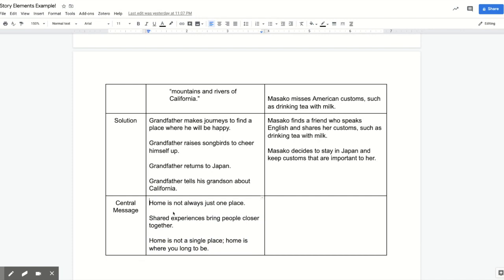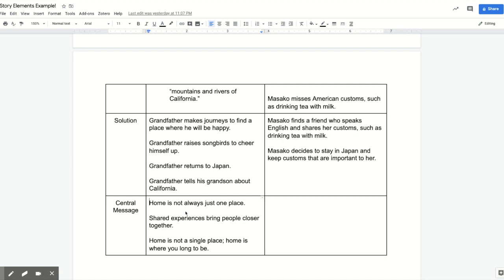We've been discussing this in September. Main idea is what the text is mostly about, and the central message is the lesson that the author is trying to teach you. For example, in Grandfather's Journey, home is not always just one place, is one lesson you can take away. Another is shared experiences bring people closer together, right? And home is not a single place. Home is where you long to be, right?